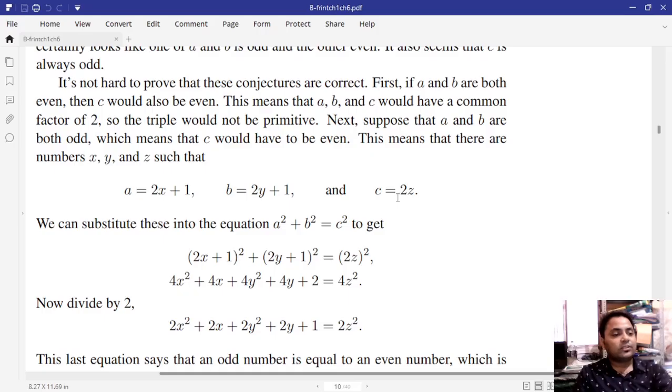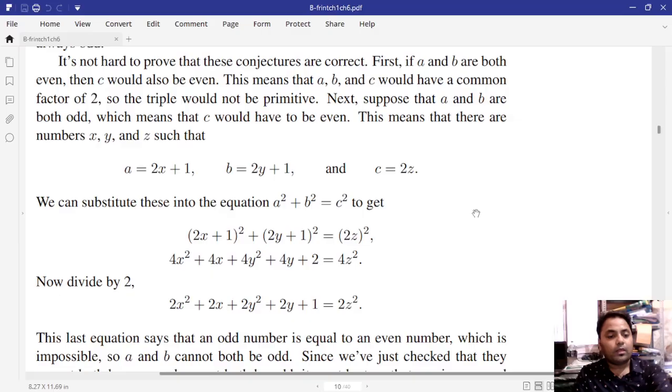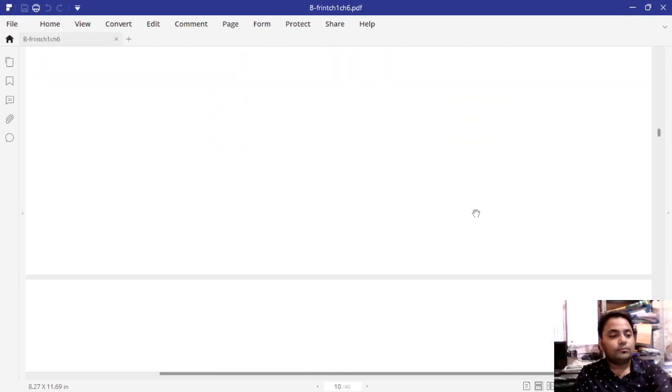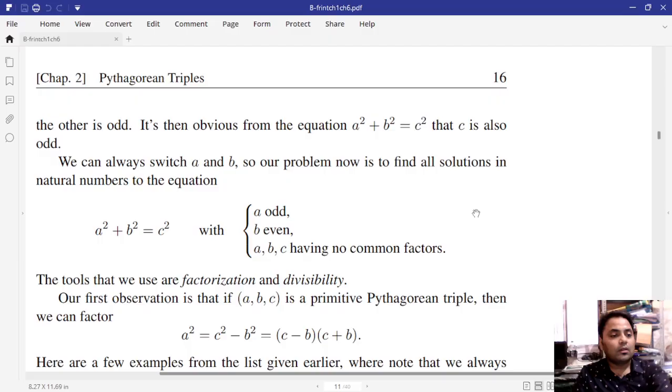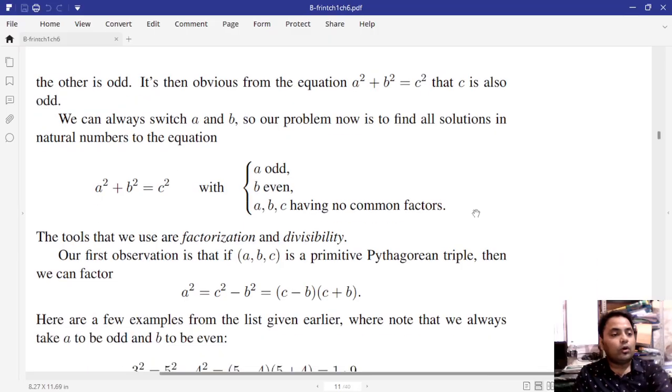In the first experiment we have used a and b odd numbers and c an even number. We can always switch a and b. So our problem now is to find all solutions in natural numbers to the equation a square plus b square is equal to c square, with a odd, b even, and a, b, c having no common factors.